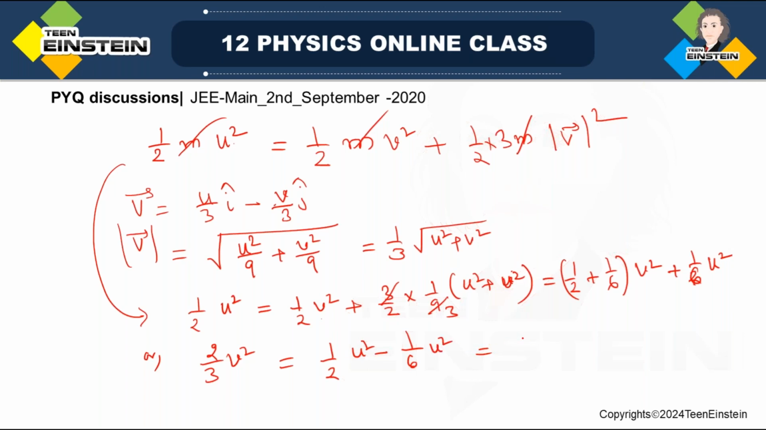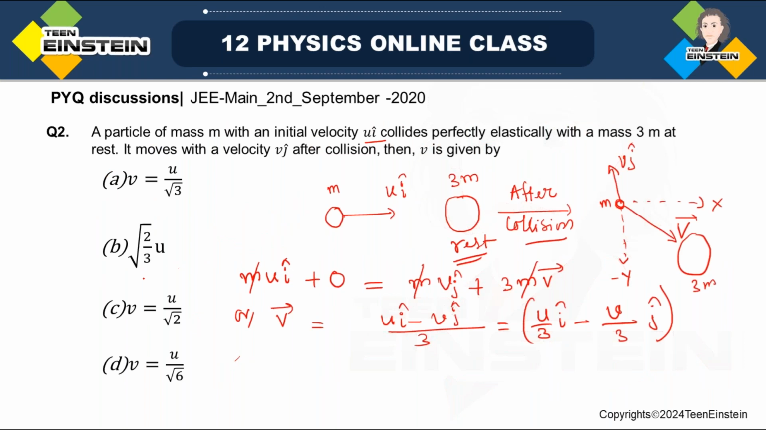So this will give you 1 by 3 of this u square. So v square will be, this 3 can get cancelled, u square by 2. So this will give you v equal to u by root 2. I hope this is the answer, u by root 2. There will be an option here, u by root 2. So C will be the correct answer here.